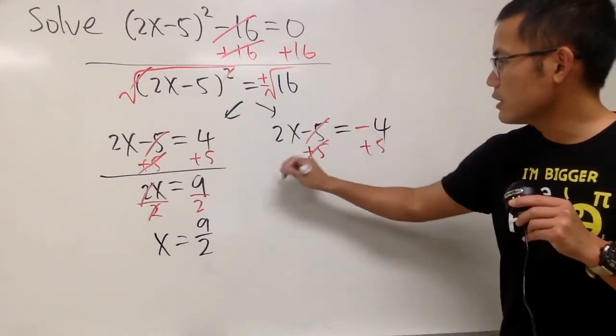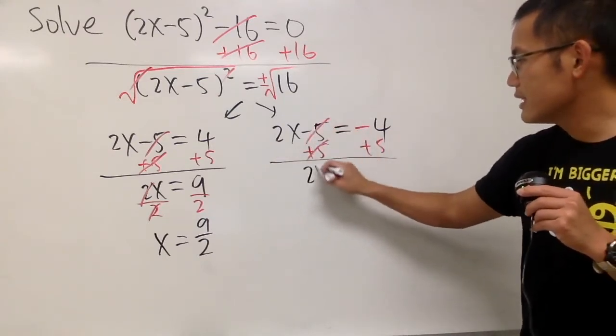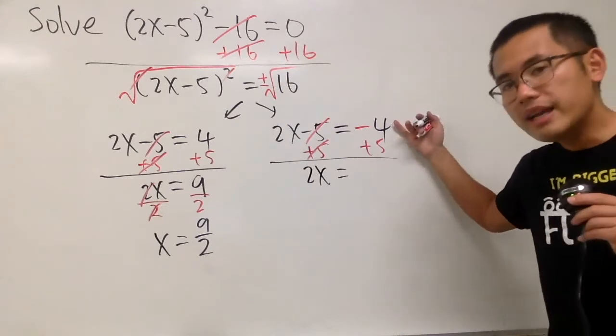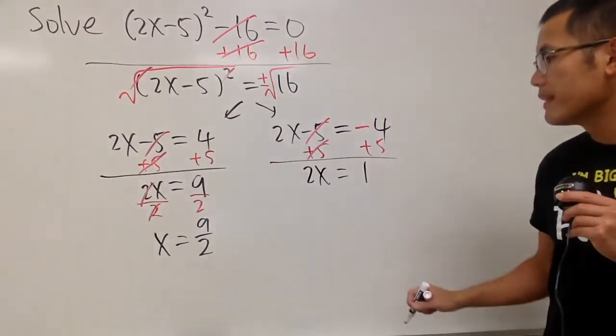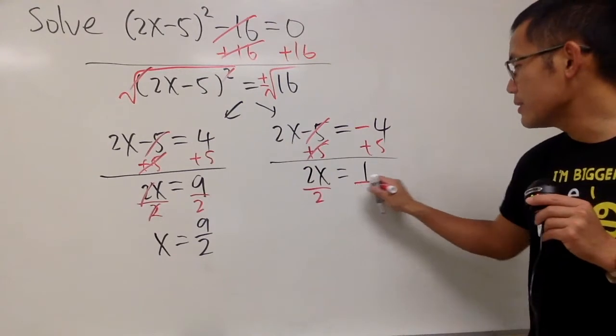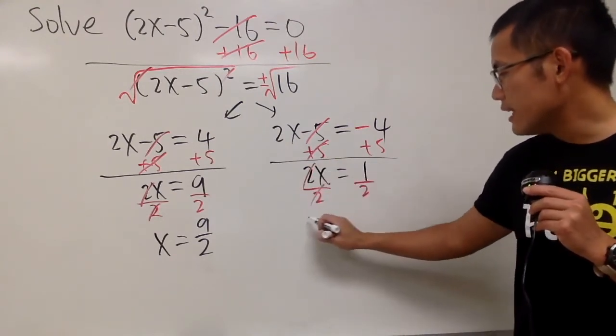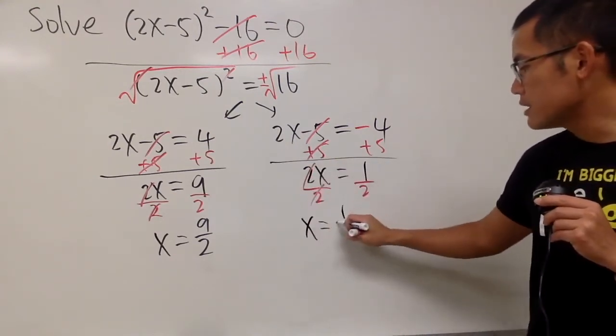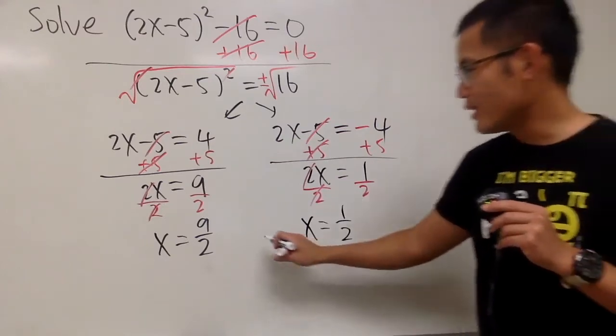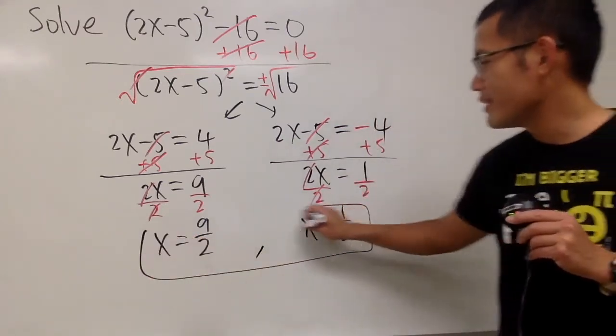So that they cancel. And then we have the 2x equals negative 4 plus 5. So that's 1. And finally, you can just divide both sides by 2. And we see that the second answer is positive 1/2. So with that said, this right here is it.